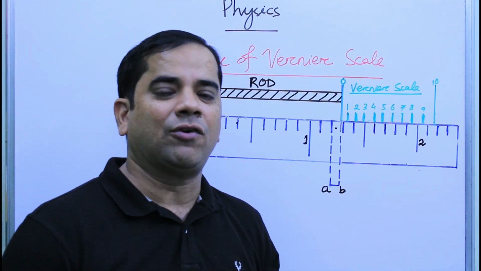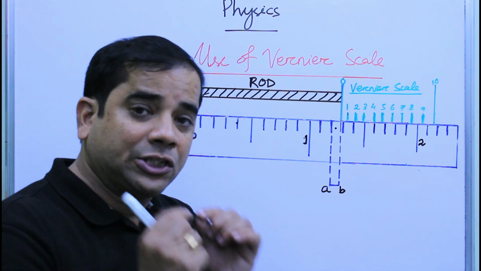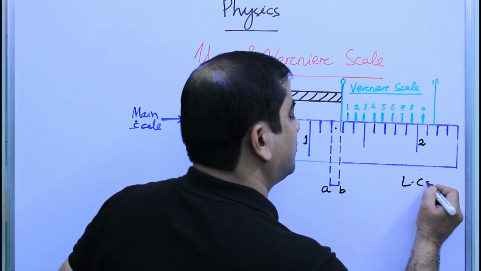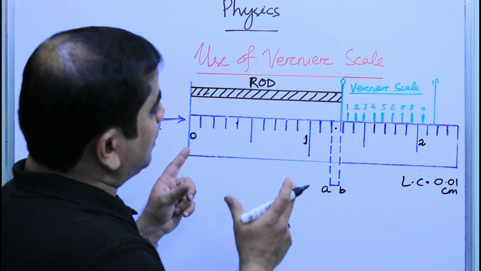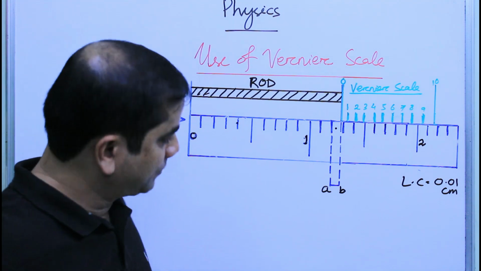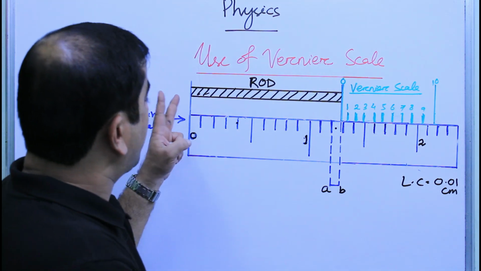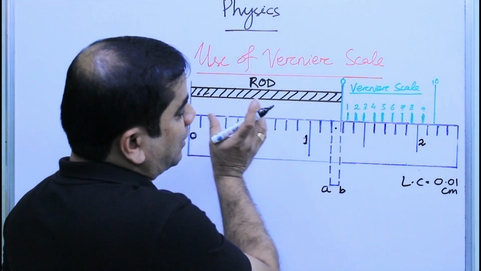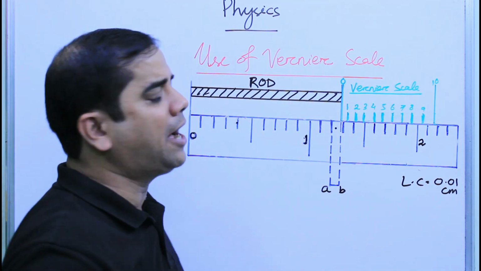Okay, students, let us now discuss the use of vernier scale. The vernier scale is made in such a way that the zero of the vernier scale coincides with the zero of the main scale, and in that case the least count would be 0.01 centimeter. Fine. So now in this case, as you can see, we are going to measure the length of the rod. So what is happening over here? This is the main scale and the rod is fixed between the main scale and the vernier scale. Fine. So the vernier scale moves, it is shifted towards this, and the rod is fixed in between the main scale and the vernier scale.